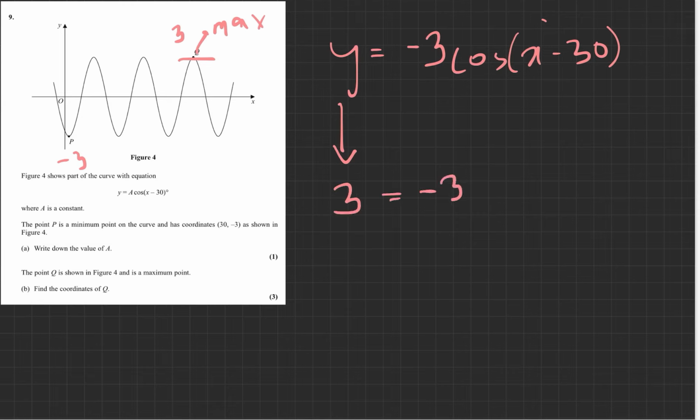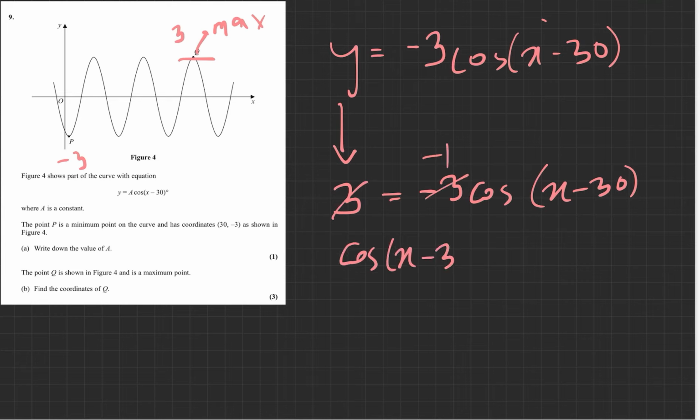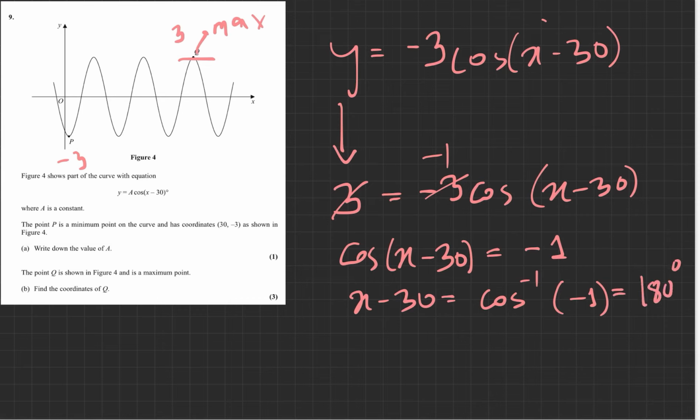Okay, so I'm going to get minus 3 cos(x minus 30) equals 3, right? So I'm going to divide, and it's going to be minus 1. So I can say that cos(x minus 30) is equal to negative 1. Now x minus 30 will be equal to cos inverse of negative 1, right? If you put this in your calculator, you will get 180 degrees, okay? But this is not your final answer yet, nor is it adding 30 to the other side, okay?